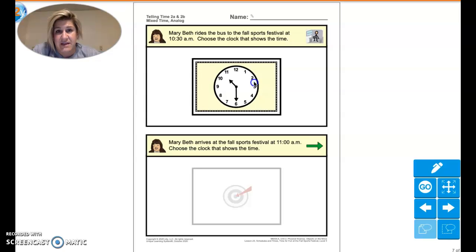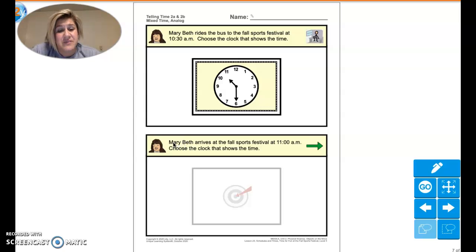And notice when you're using an analog clock, 10:30 a.m., it doesn't tell you if it's AM or PM. You'll just need to know what time of the day it is. So on these clocks, it doesn't tell us if it's morning or afternoon. We know that it's morning because of what we read up here, but when you're looking at an analog clock, you're not going to be able to tell if it's morning or afternoon. You'll just need to know what time of day it is.